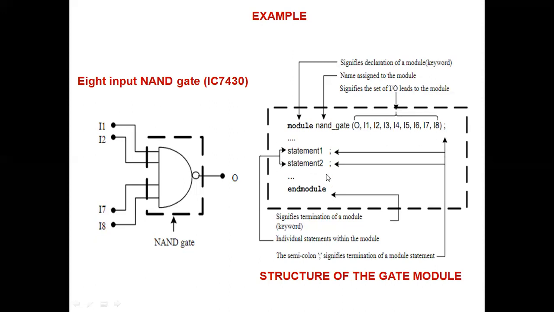And in the body you write the statements. It depends upon the function of your design. And last, how to terminate the module? Just endmodule. And the statements we should also terminate with a semicolon. Now, this is just an example of defining a module for the 8 input NAND gate, that is IC7430. Did you understand? Okay.